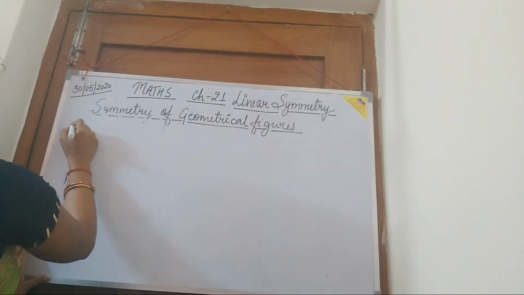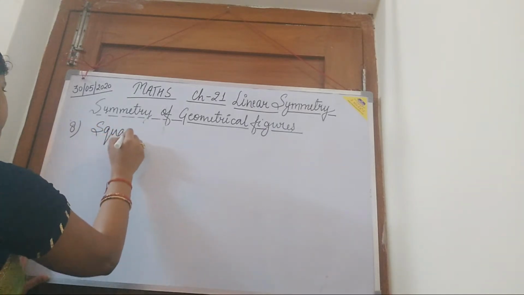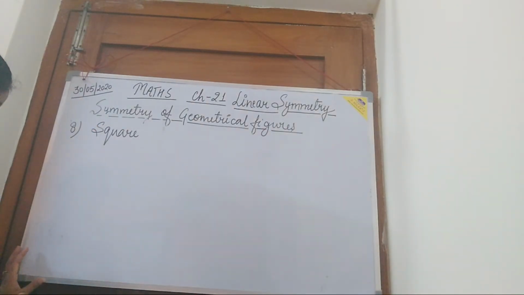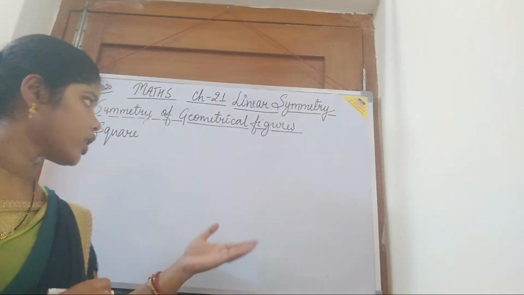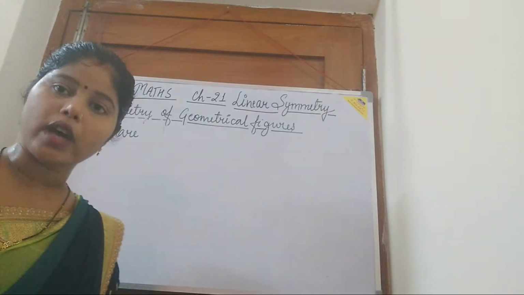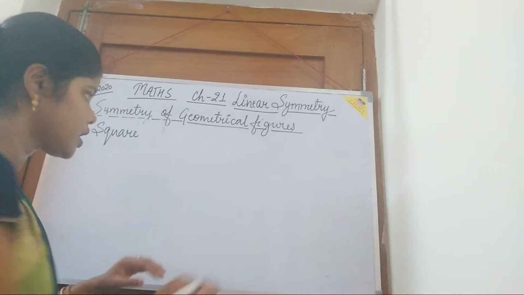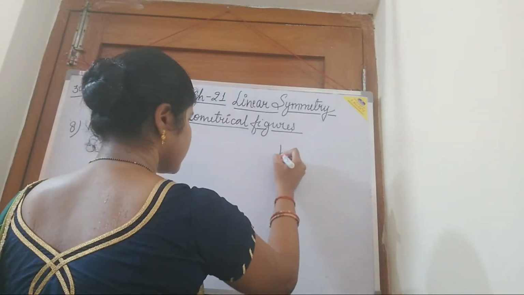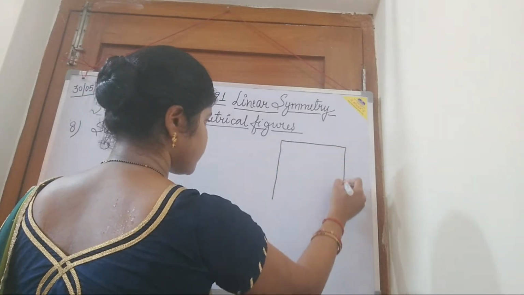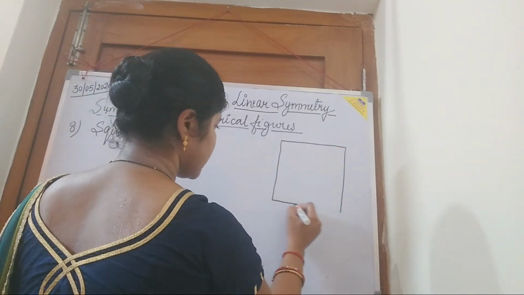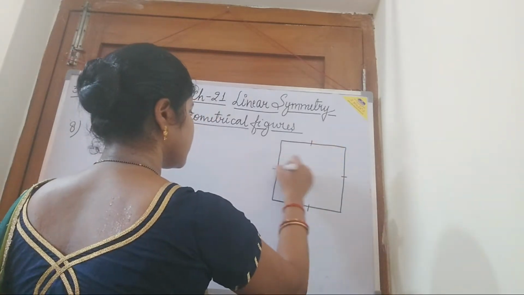Next one, figure number 8, square. In this square, as you all know, you have already learned about this, a square has four sides, but all these four sides are equal in length. So just draw the square in which all four sides are equal in length.